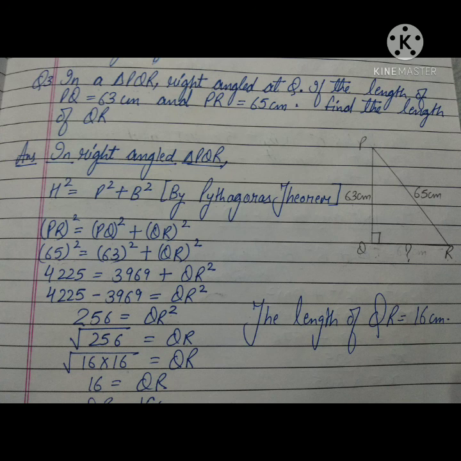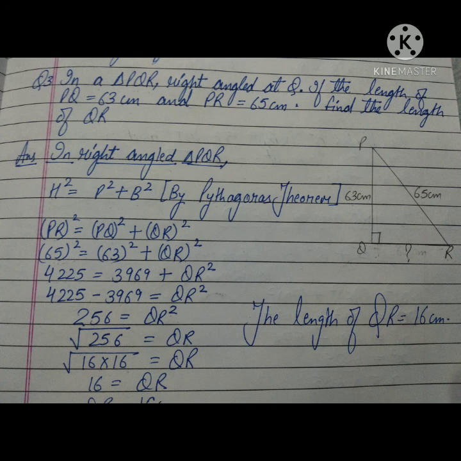Now come to the answer. In a right angle triangle PQR, we know the Pythagoras theorem, that is, hypotenuse square is equal to perpendicular square plus base square. What is the hypotenuse? Just the line opposite the right angle, that side is the hypotenuse. So PR square is equal to the perpendicular, meaning PQ square, plus base QR square. We know the value of PR and PQ, but we don't know the value of QR. So we have to put the values. So 65 square is equal to 63 square plus QR square.